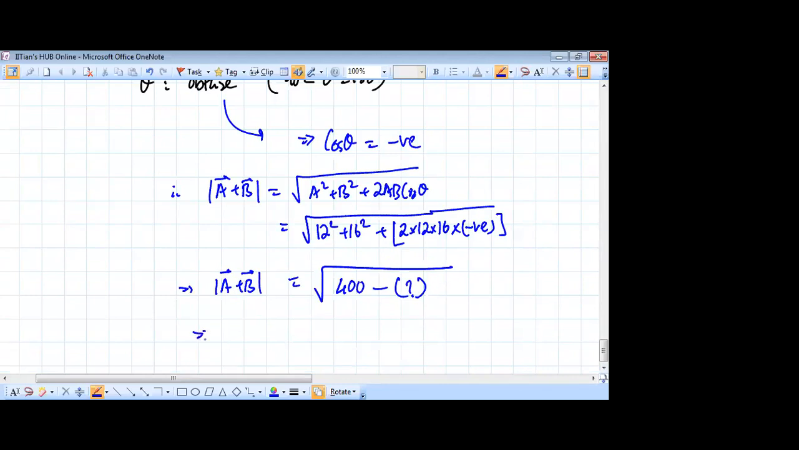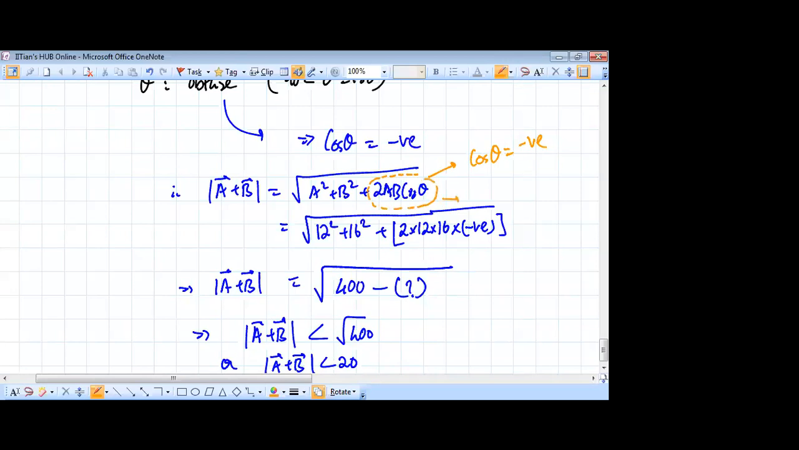So you can see that mod of a plus b, that now implies that magnitude of a plus b will be less than root 400, or it will be less than 20. It's less than 20 because cos theta is negative. So that's the important thing here, that because cos theta is negative, this whole quantity is becoming a negative quantity. So the quantity inside the square root now is less than 400.